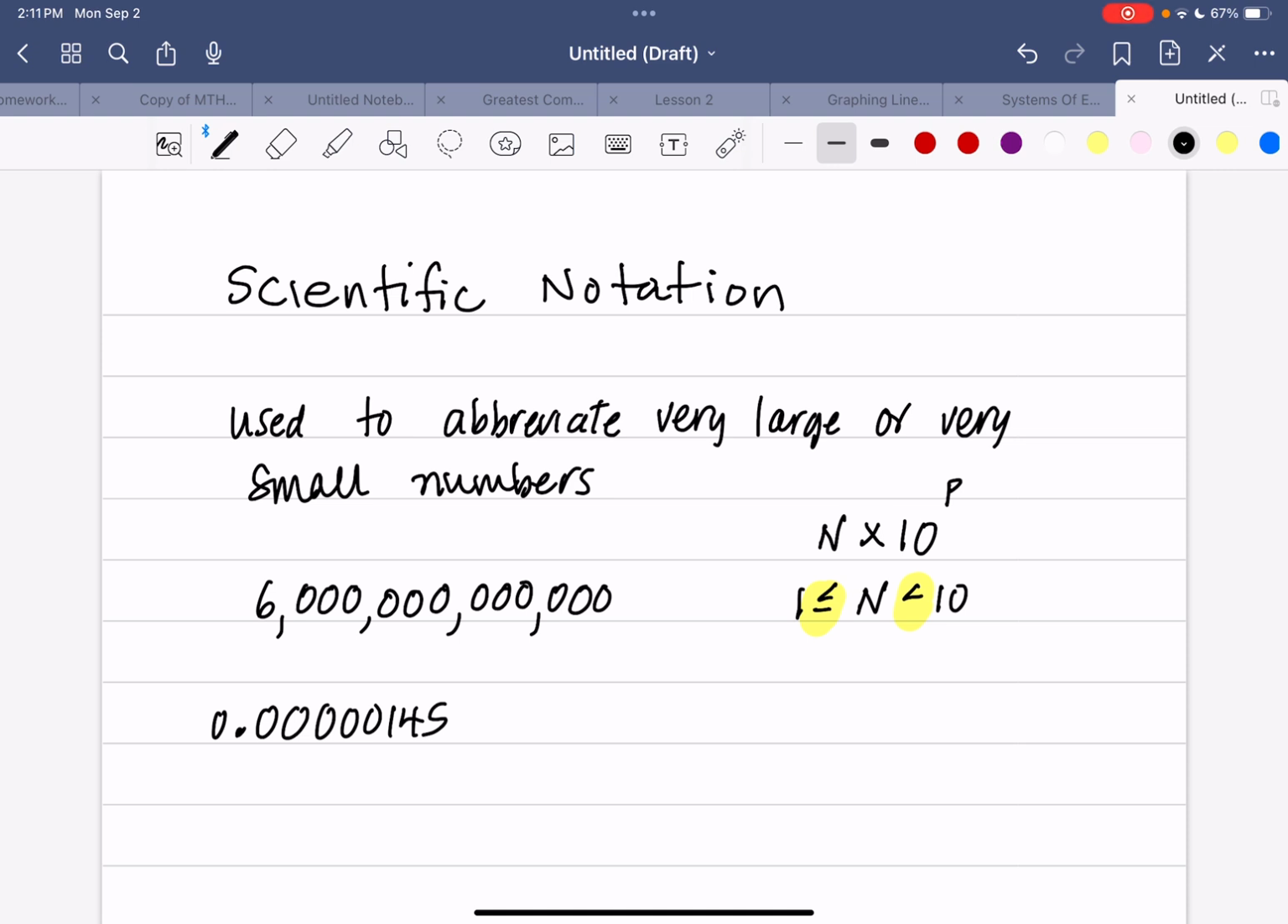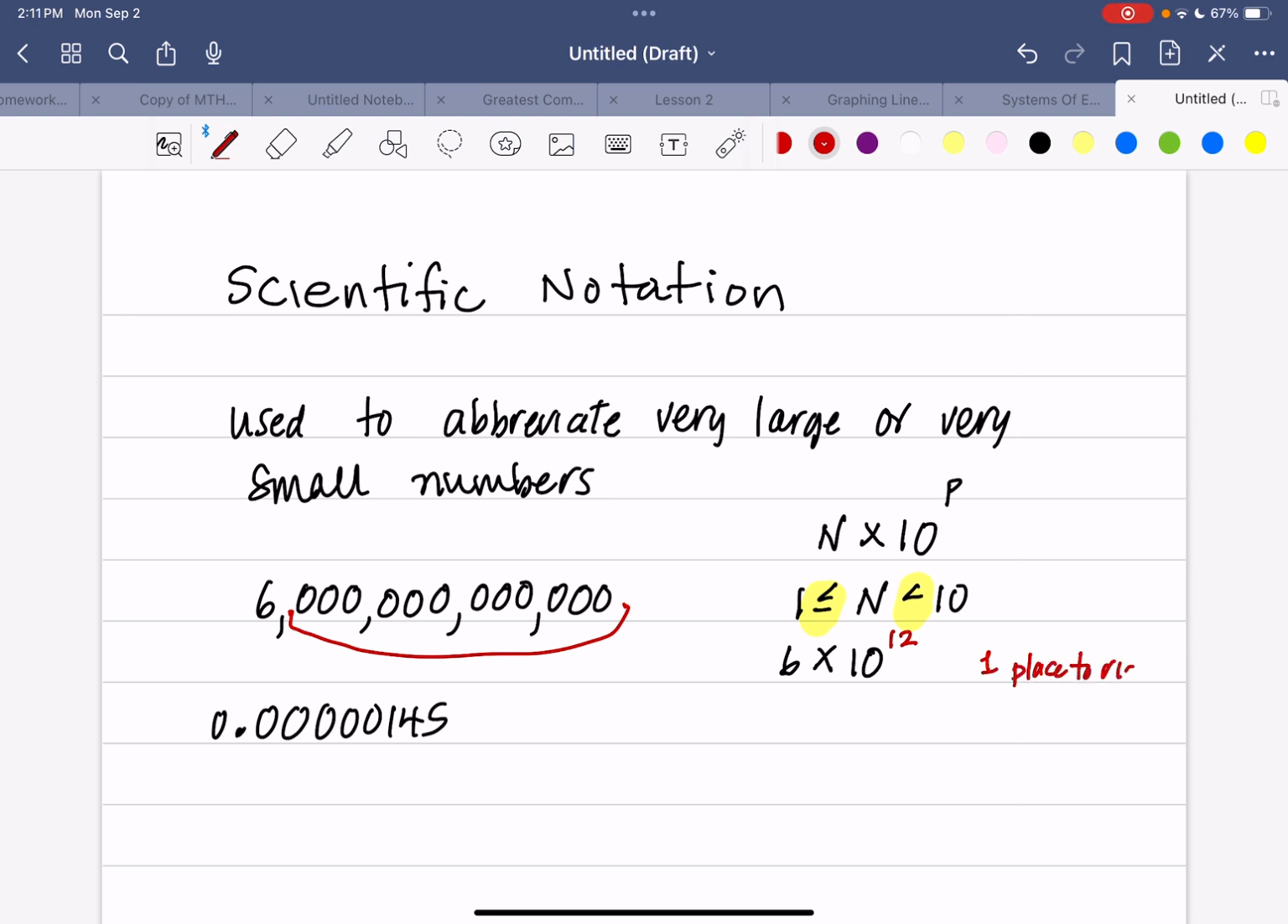So 6 trillion would be 6 times 10, and I moved my decimal from the second position to the end. That's 12 places. Big number, positive exponent. Okay, this means that I would have to multiply by 10 12 times, and every time I multiply by 10, it'd be one place to the right when you multiply by 10.